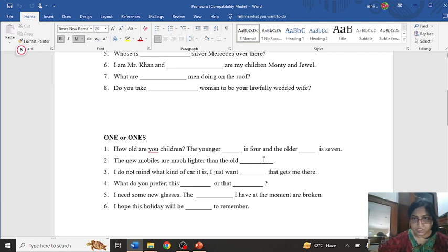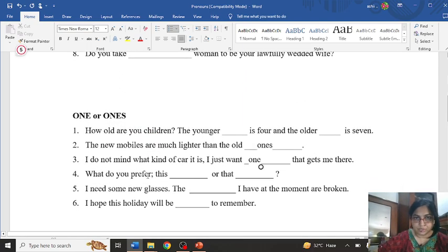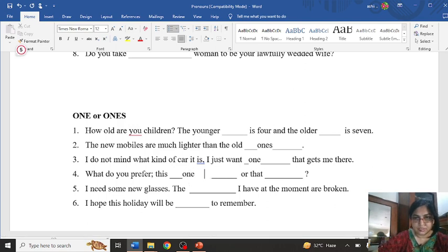The new mobiles are much lighter than the old ones, so here you have to put old ones. I do not mind what kind of car it is. I just want one. Okay, we need one over here. One that gets me there. What do you prefer? This one, sorry, or that one? These are pretty simple.